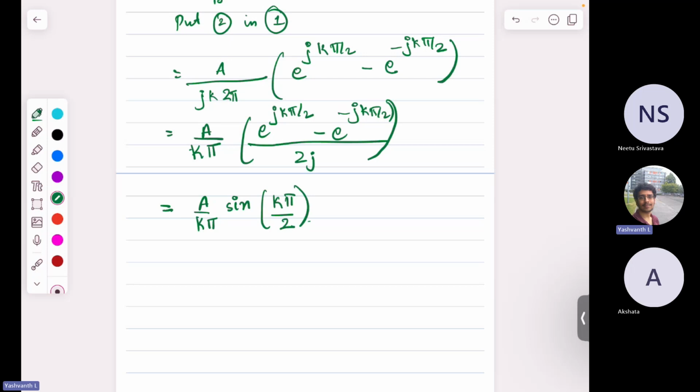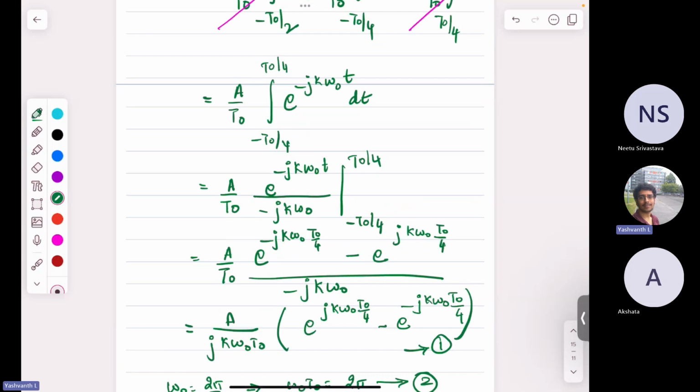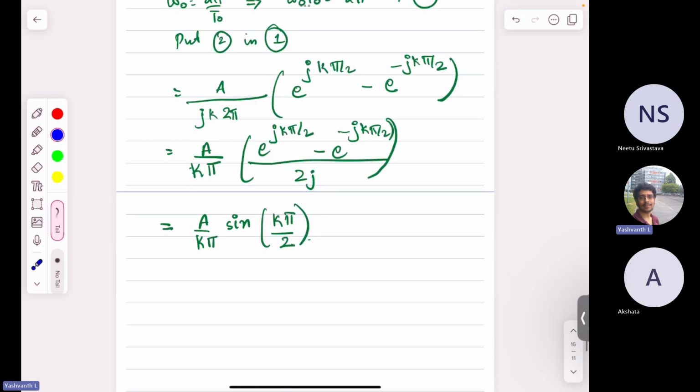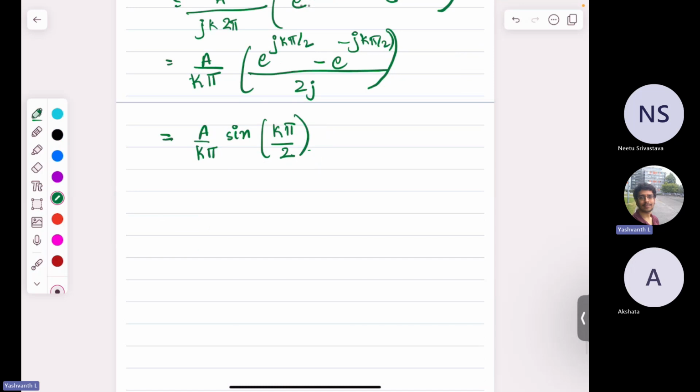So that means your ck is equal to A by k pi times sine k pi by 2, which is what we started with. But now what is sine k pi by 2? Let's analyze. Again, let me take the case k not equal to 0.